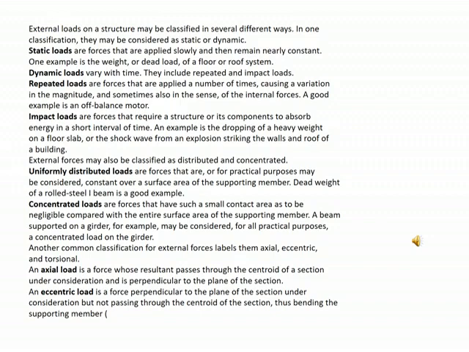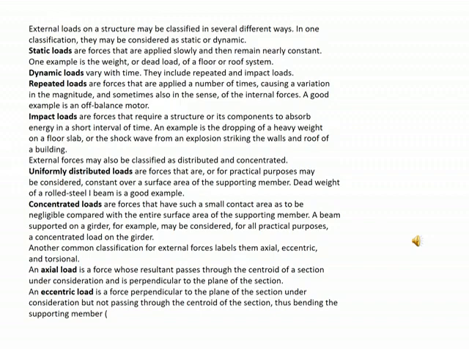Static loads are forces that are applied slowly and then remain nearly constant. So the weight of the building is a dead load, or the floor of the roof system. Those are the static loads. And dynamic loads will vary with time. They include repeated and impact loads. So impact loads are dynamic loads.